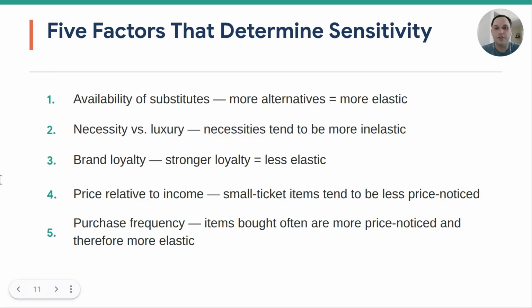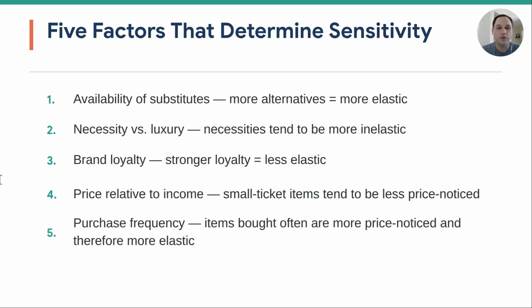5 factors determine how elastic or inelastic demand is for any given product. First, availability of substitutes. The more alternatives consumers have, the more elastic demand is. If they can switch easily, they will. Second, necessity versus luxury. Necessities tend to be more inelastic because people need them regardless of price.